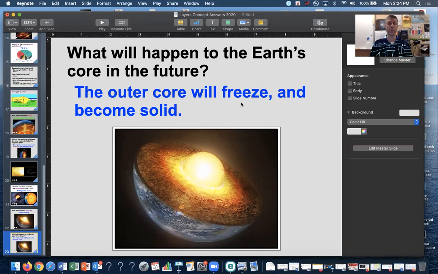So with the Earth, when the outer core gets to the point where it's cold enough that it freezes and becomes solid, then the Earth will not have a magnetic field to protect it, and the Earth will not have anything to protect it from the radiation from the sun, and the radiation from the sun will pretty much wipe out everything on Earth, pretty much.